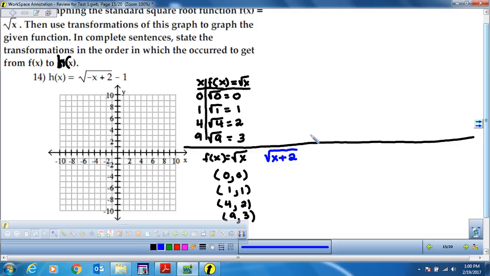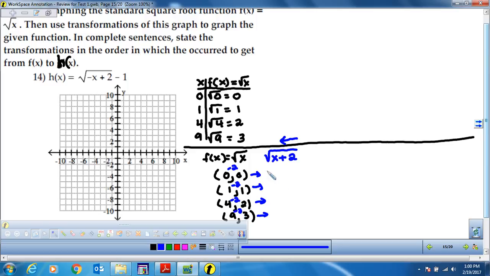Okay? So in this case, that plus 2, if you recall, is going to make the function shift to the left 2 units. Remember, it changes the sign, so it becomes a negative 2. So what is the only thing that will be affected in these points if I shift the function to the left 2 units? Every x value is going to be subtracted by 2.